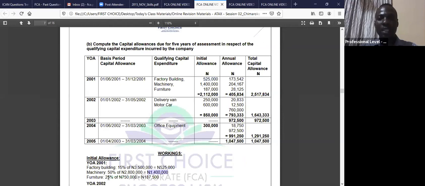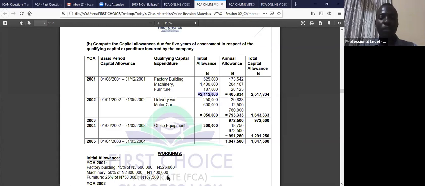It's 25% initial allowance. So that table I gave you is important. 25% of the cost, which is 750, will give you 187,500. That is what I did here. And so when you add these 3 figures, it gives you the one in bold here.